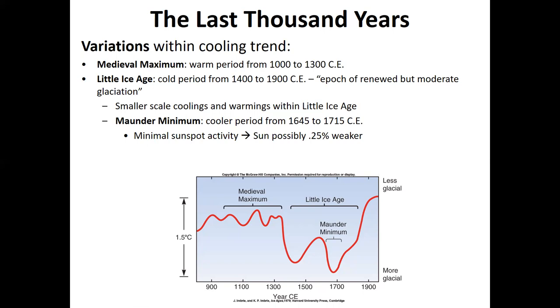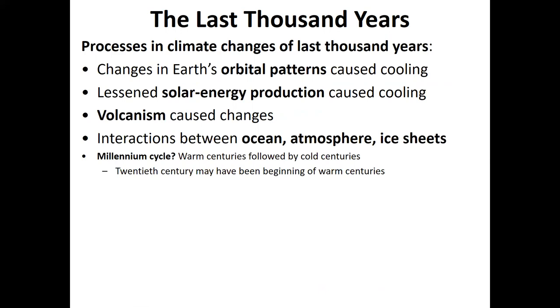So Earth's climate is bouncing around. There's a general cooling trend over the last 7,000 years, which was laid on top of a general warming trend for the last 20,000 years, as we've been coming out of the Ice Age. And so the changes in Earth's orbital pattern are causing cooling, lessened solar energy production is causing cooling, and volcanism has also caused changes. And there are interactions between the ocean, atmosphere, and ice sheets that influence the climate as well.